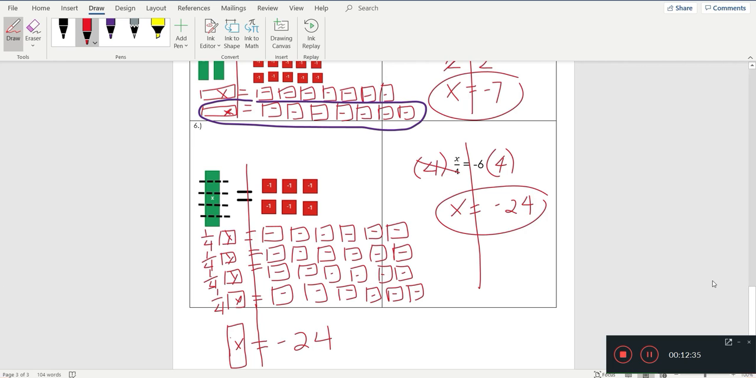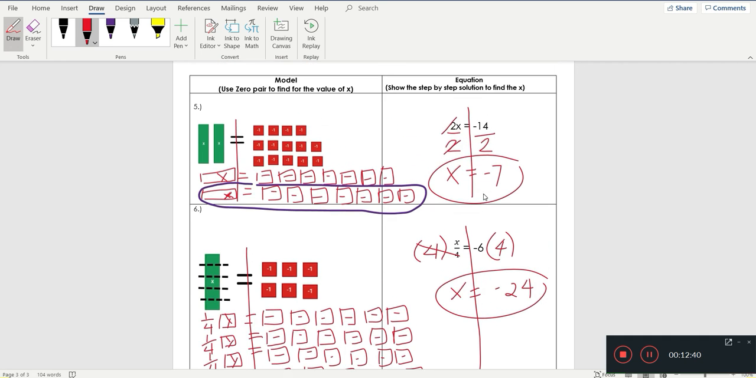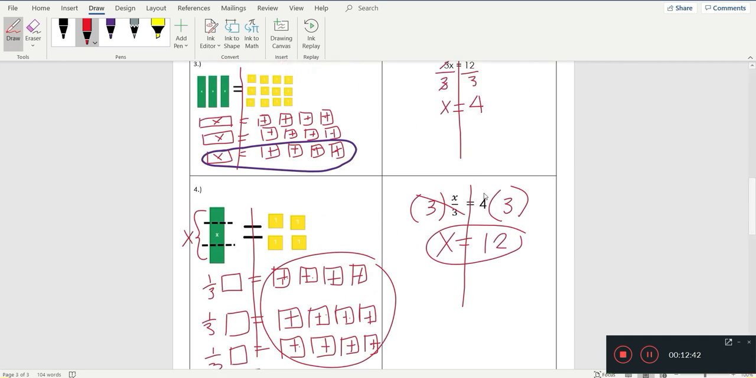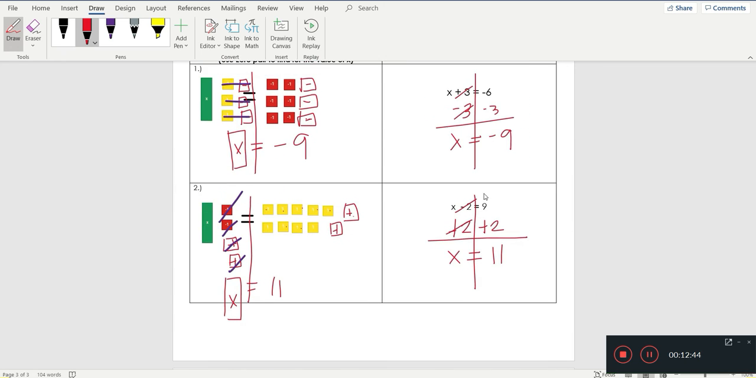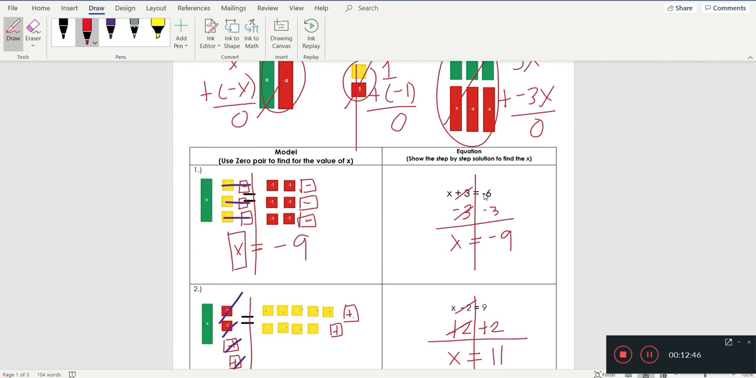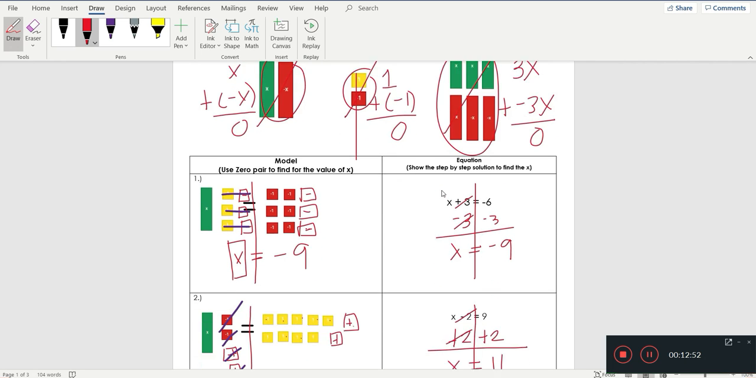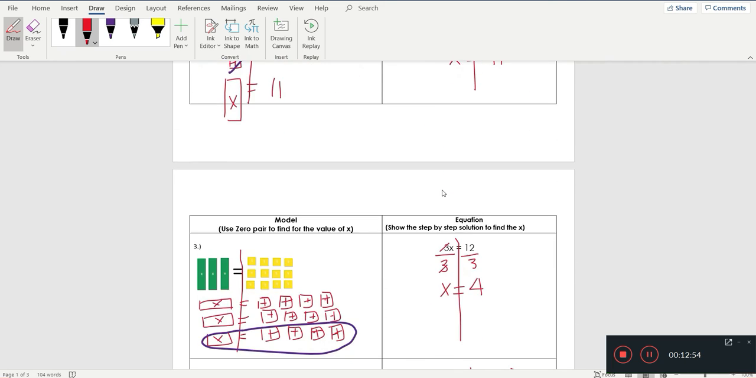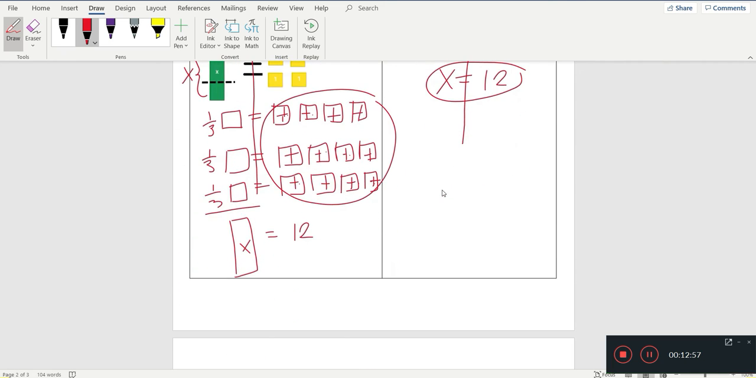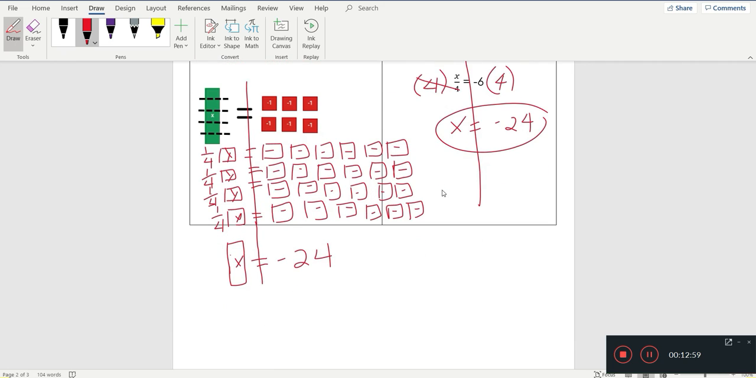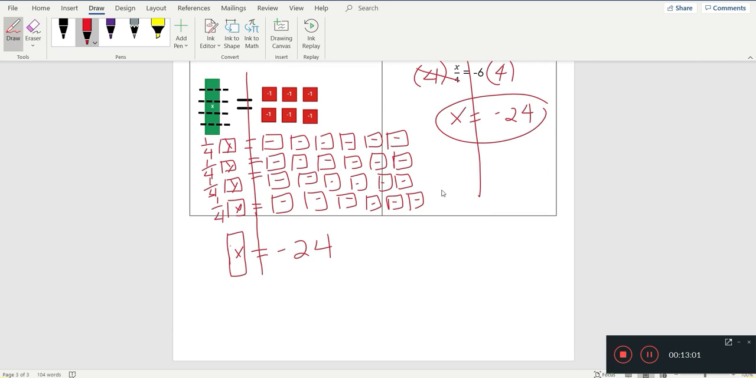Alright, I hope this one-step equation, which is the foundation of solving equations, helps, because you're going to learn how to solve two-step equations and solve one-step inequalities, two-step inequalities. So hopefully this is a great tool or a great foundation of your understanding in solving future equations.